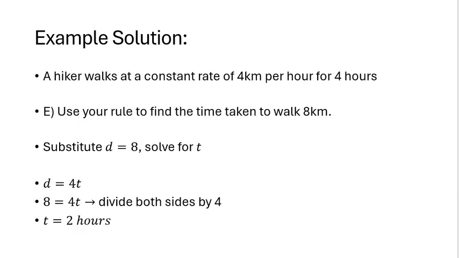And finally, use your rule to find the time taken. Find the time taken to walk 8 kilometers. That means your distance equals 8. So substitute d equals 8, solve for t. As you can see, that's what I've done. And the time it took for this person to walk 8 kilometers is 2 hours. It's just like that. It's that simple.